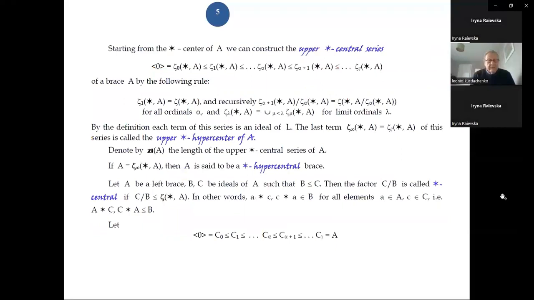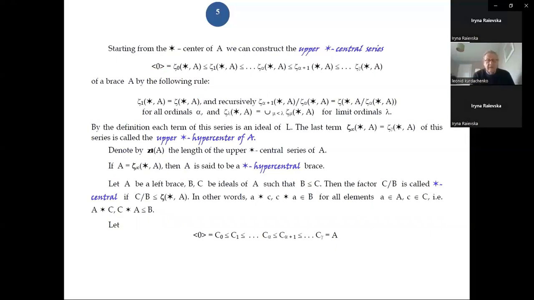This is defined by the following rule: the first term is the star center, and for all ordinals alpha, Z_{alpha+1}*(A) over Z_alpha*(A) is the star center of the factor brace A over Z_alpha*(A), and as usual, for a limit ordinal lambda, Z_lambda*(A) is the union of all Z_mu*(A) for all mu less than lambda.